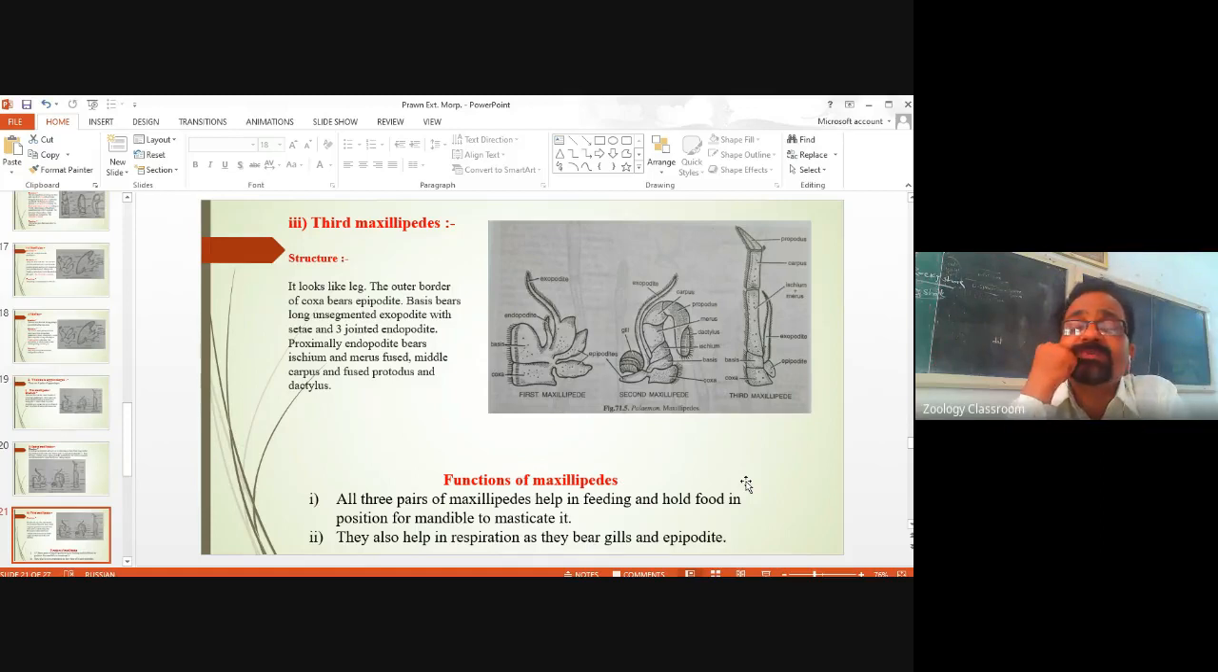They also help in respiration as they bear gills and epipodite. Epipodite and epipodite here, but the gill is present only here. This is the point to be remembered. Gill is only present in the second maxillipede, but you will find the primitive gills, which we call epipodite, present in all the three maxillipedes.